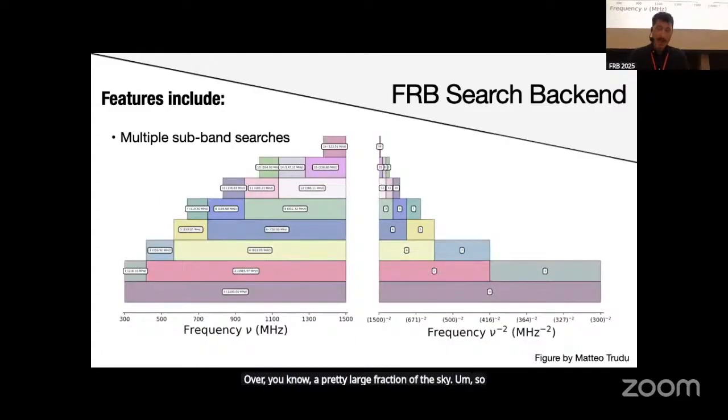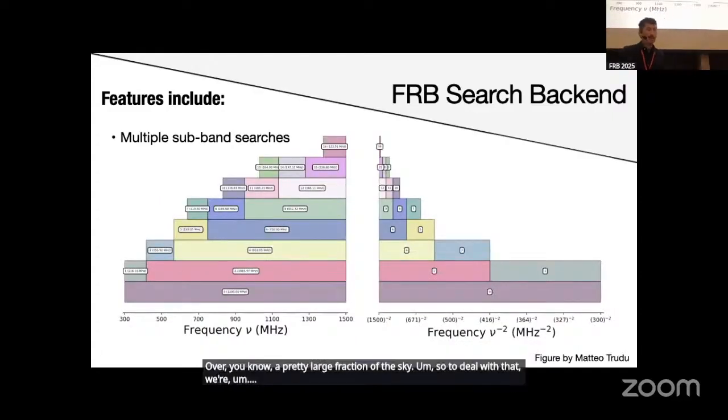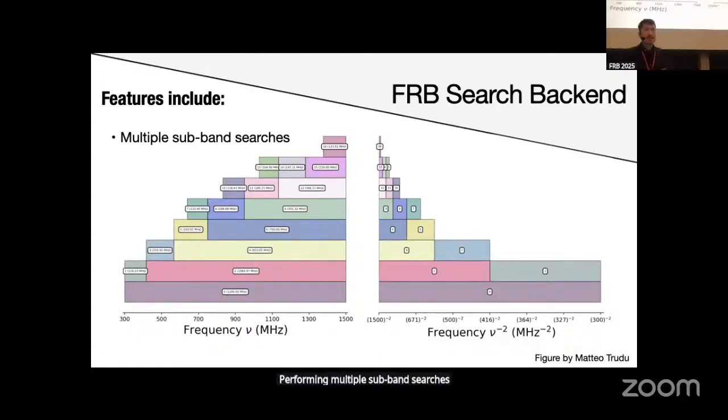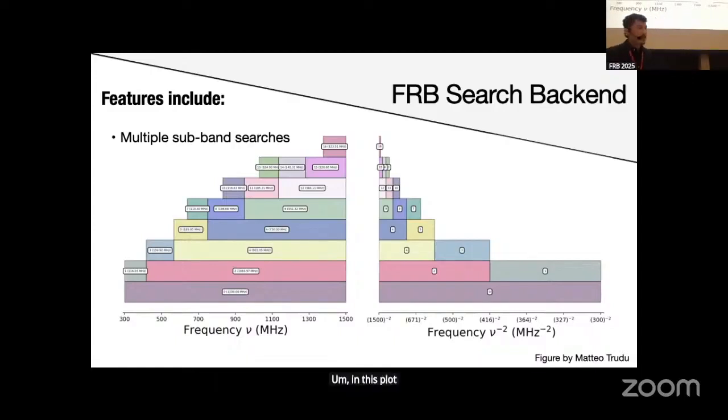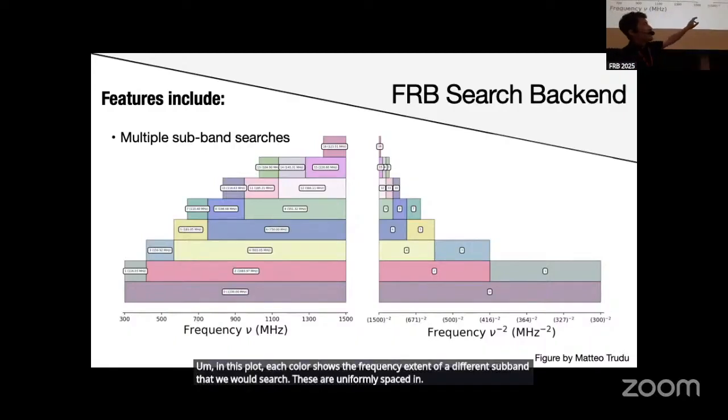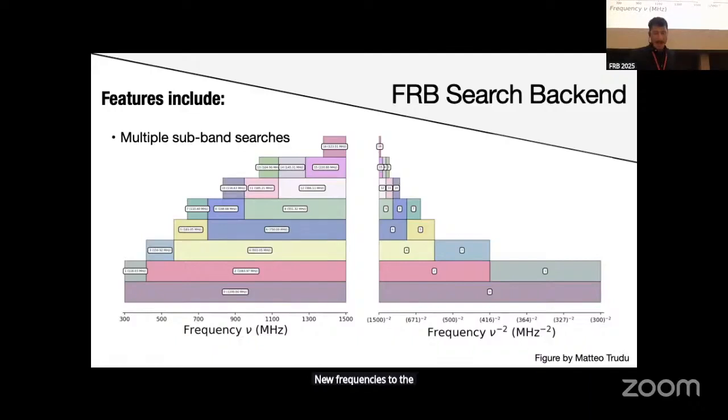So to deal with that, we're performing multiple subband searches. And this is a strategy led by Matteo Trudeau at INAF. In this plot, each color shows the frequency extent of a different subband that we would search. These are uniformly spaced in frequency to the -2, down to a minimum width of 100 megahertz. And this approach is simple to implement with the existing tree-style dedispersion algorithm, and has been shown to significantly boost detection rates in simulations. But it's an open question how sensitive these subbands will be to narrowband RFI.